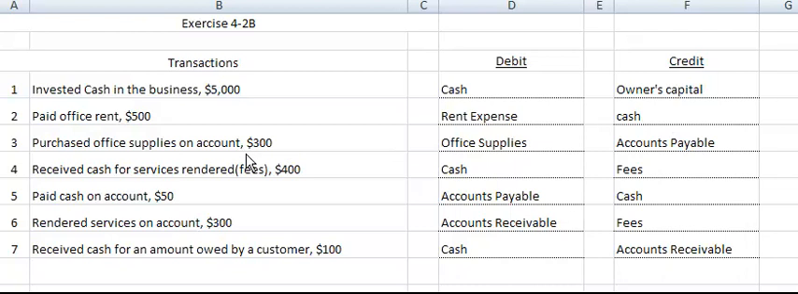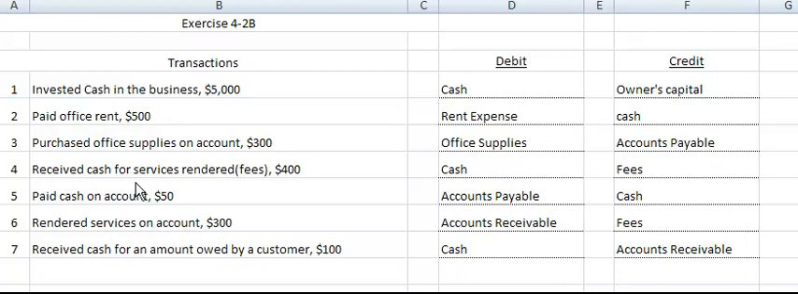If we purchased office supplies on account, that means we now have office supplies, so we need to increase our office supplies with a debit. But because we purchased it on account, it means we have not paid them yet, but we owe them, so we're going to increase our accounts payable, and we're going to do that with a credit.